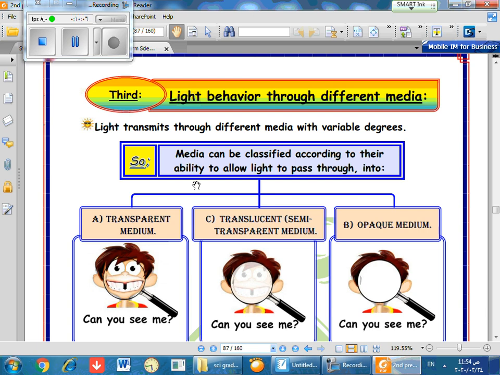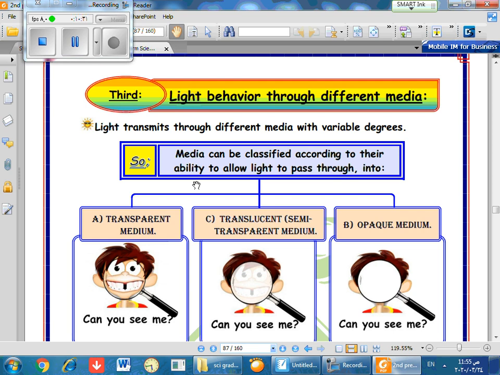As we said before, light travels in a straight line. Light travels in different mediums. The first one is a transparent medium, like the air. You can see the board, your book, your pen, your phone. So air is a transparent medium which allows most of the light to pass through it.